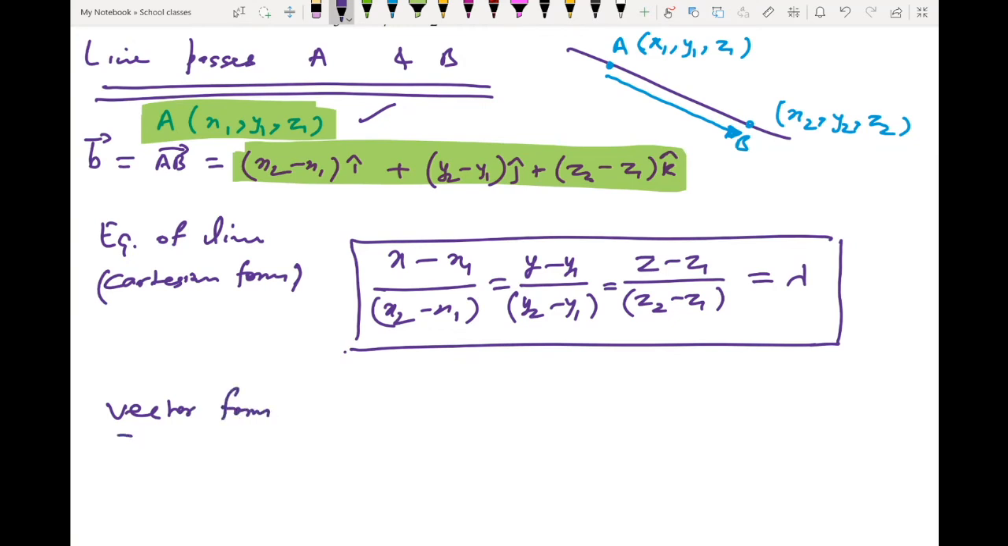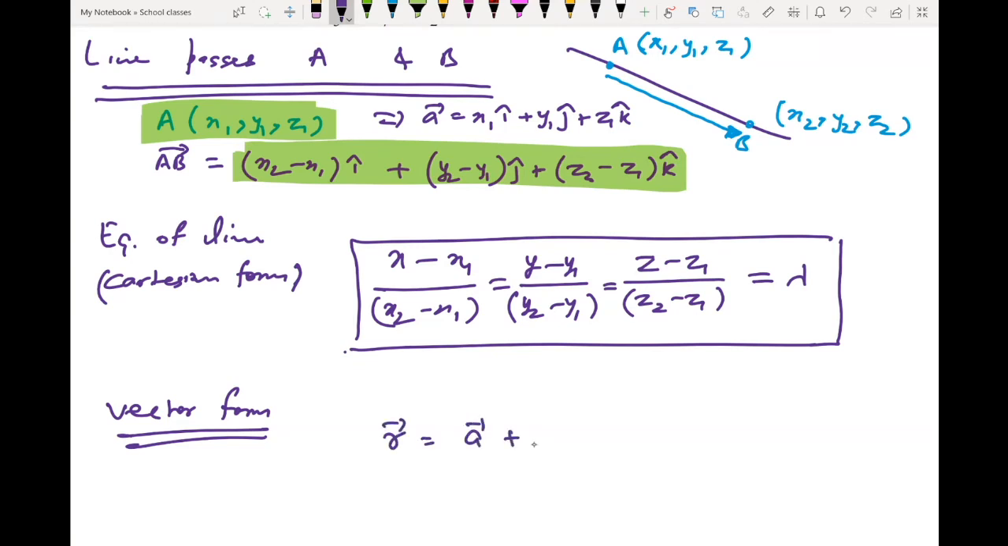Anyone who wants to tell me how to write the vector form? See, from this point we can write the A vector, which will be x1 i cap plus y1 j cap plus z1 k cap. So that is nothing but r vector equals A vector plus lambda. Here we have to write the vector to which the line is parallel. The line is parallel to the AB vector, isn't it? Is it clear?